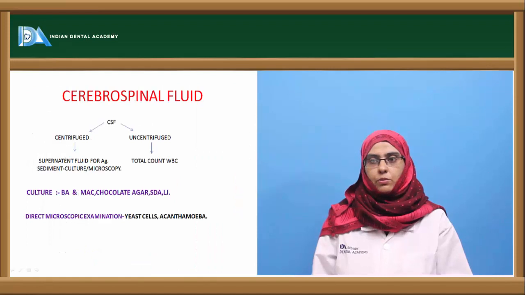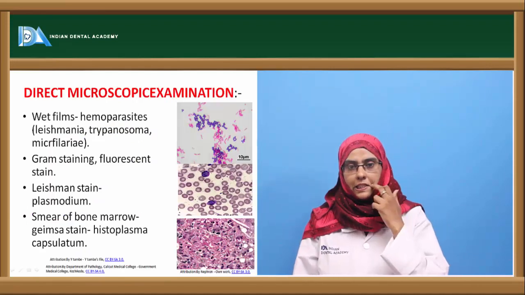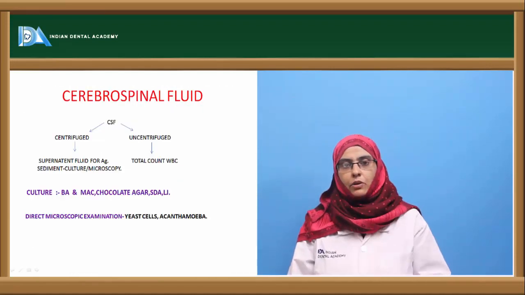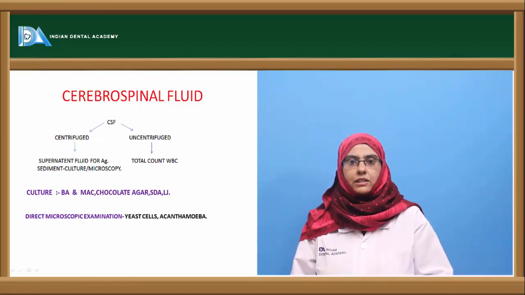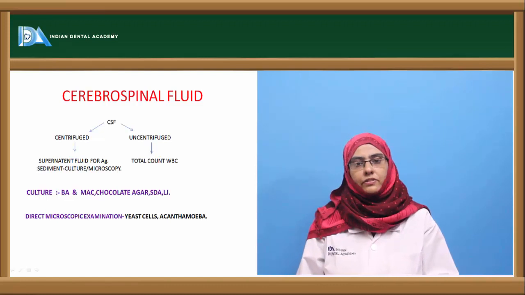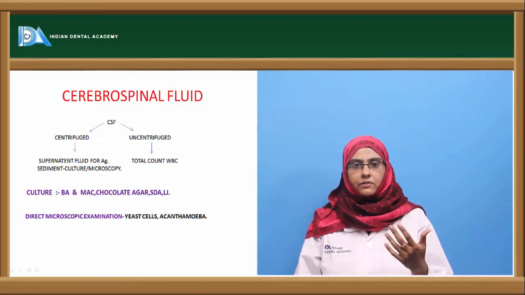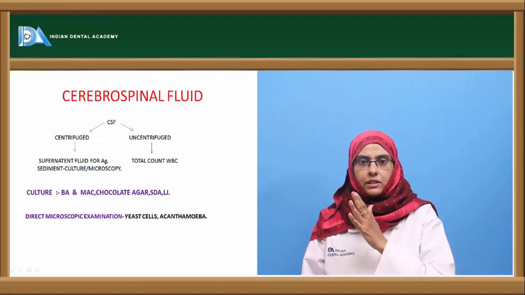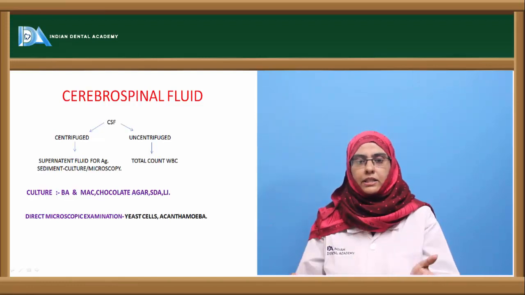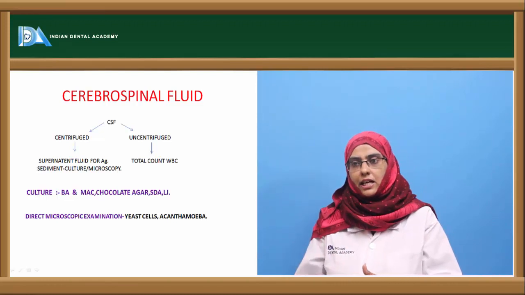Now the next specimen we have with us is cerebrospinal fluid, which is collected from the CNS, that is the central nervous system, representative of systemic infection. Here, as soon as we receive the cerebrospinal fluid, we divide it into two parts. One is centrifuged, the other one is uncentrifuged.